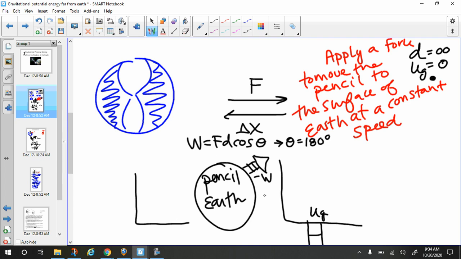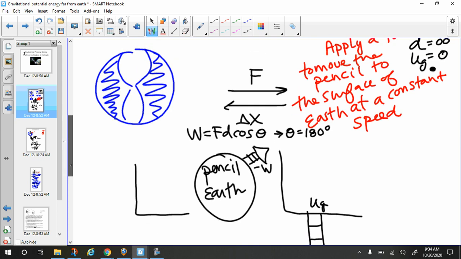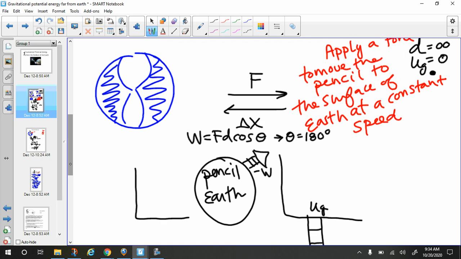So let's think about our LOL diagram. We have the pencil and the Earth in the system, and we are applying a force on it. Now, to make it move at a constant speed, we have to apply the force away from the Earth, because the Earth is pulling it towards it. And then we're moving it towards the Earth. So the angle between the force and the displacement there is 180 degrees, making it negative work.